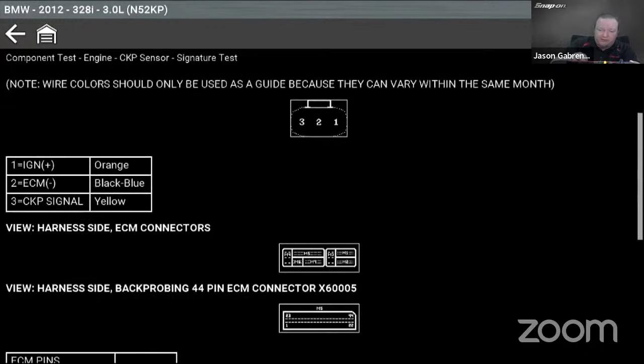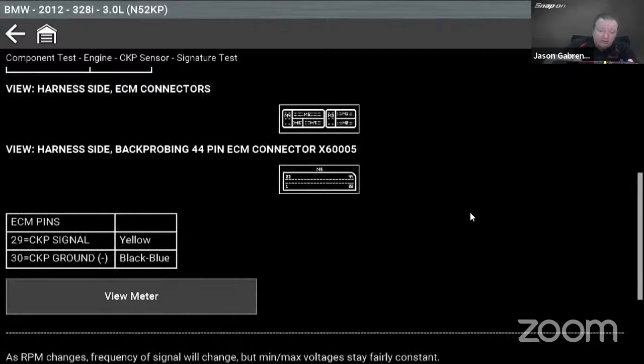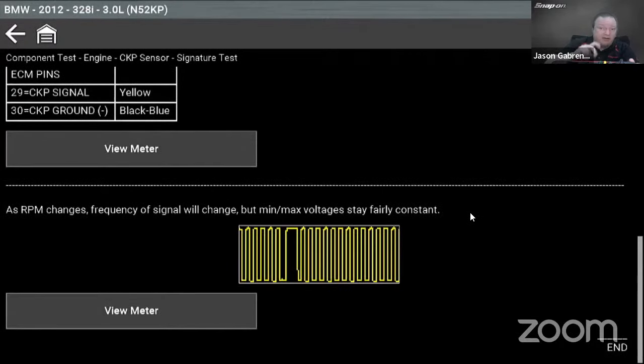If we look down a little bit further, it gives me my connector view, right? So we have our connector on the crank sensor. And then I also have my computer connector down here as well. If I have an alternate connector point, it'll give me that. So there's my ECM points. And if I go all the way down to the bottom, if it's a signature test, it's going to have my known good pattern on the screen as well.